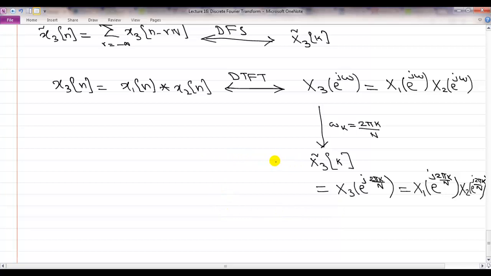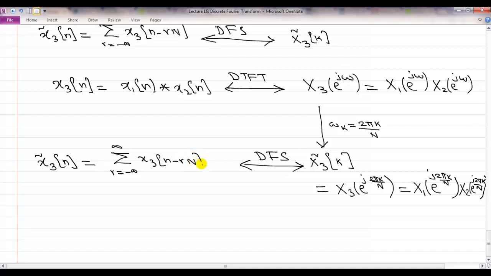Now these discrete Fourier series coefficients, as I wrote above, have associated with them a discrete time periodic sequence x3 tilde of n, which is simply periodic repetition of x3 of n, the linear convolution, minus Rn. Okay?